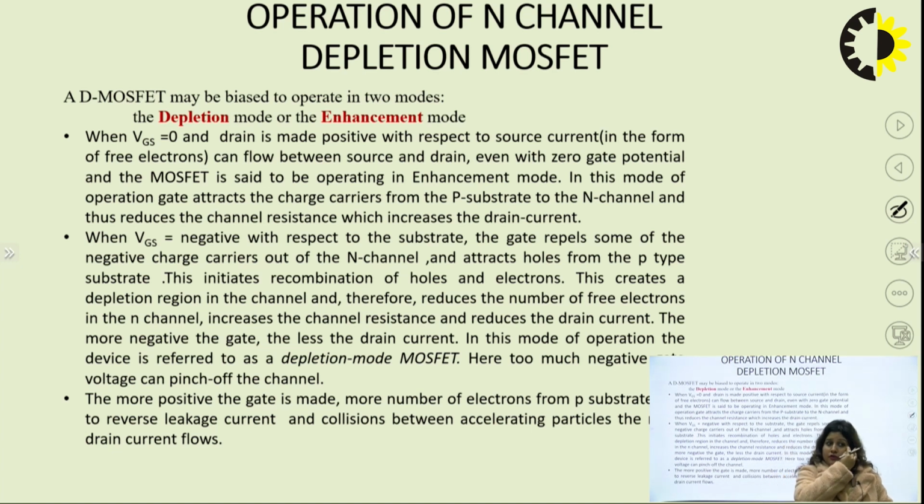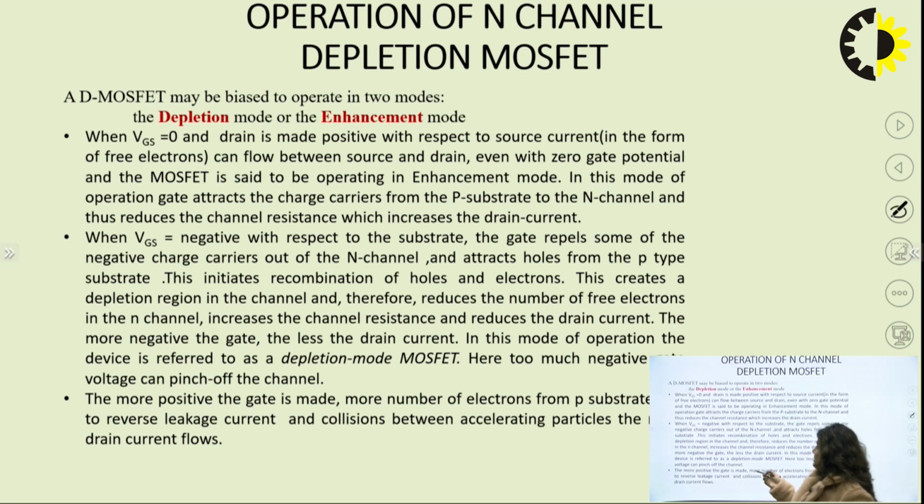In this mode of operation, if we want to create an N type channel, we have to apply a positive voltage. Whenever you apply a positive voltage, the electrons get attracted towards the channel between the gate and the source, and they will create a channel.